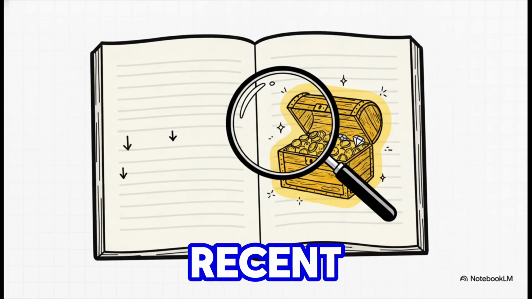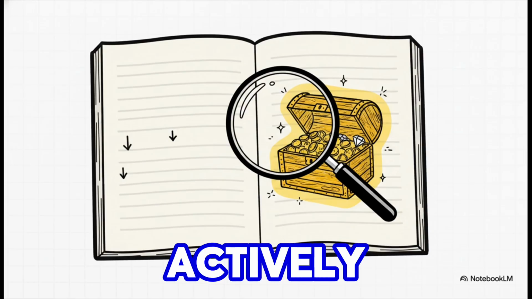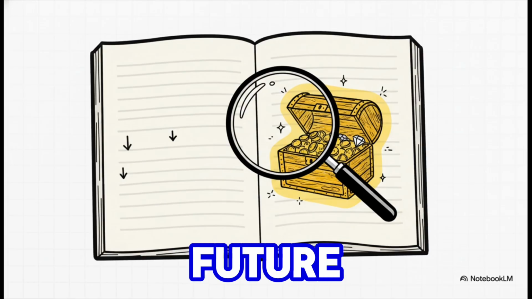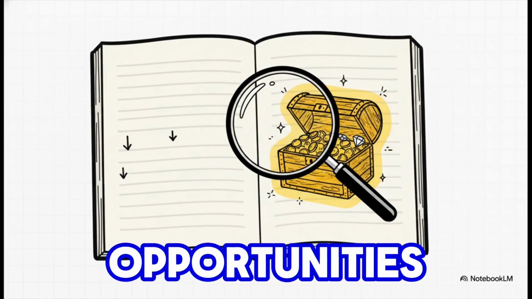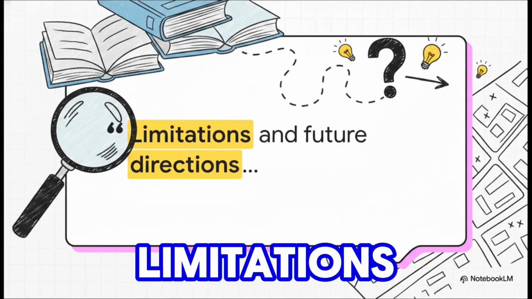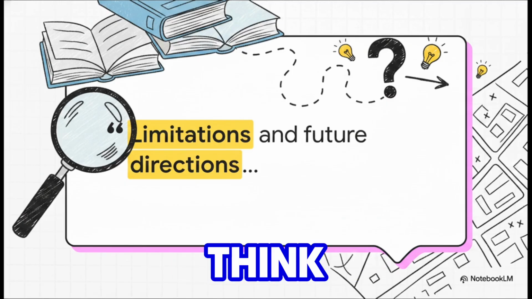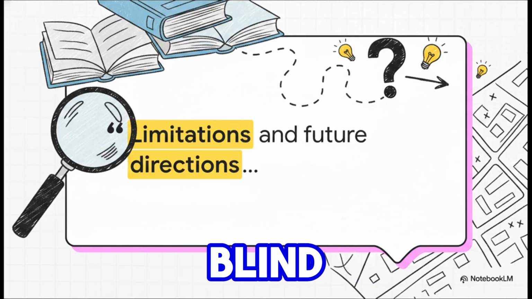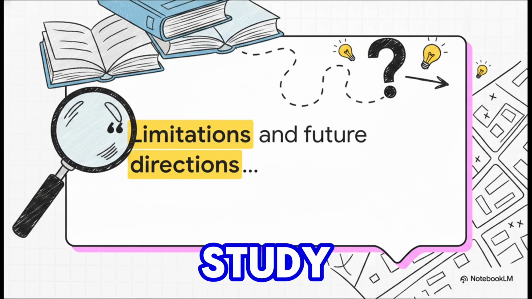When you're scanning those recent articles we just talked about, actively search the text for this exact phrasing, or variations of it like future research directions or research opportunities. You're very often going to find a specific heading titled Limitations in Future Directions. Think of it this way. Researchers are literally telling you, hey, here are our blind spots, and here is what someone else, please let it be you, should study next.